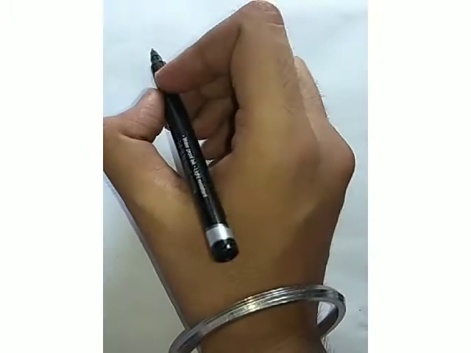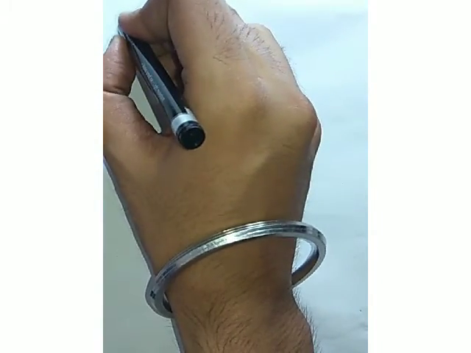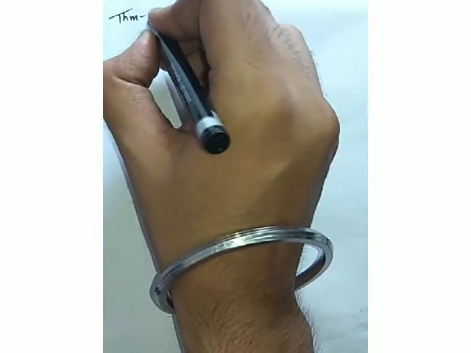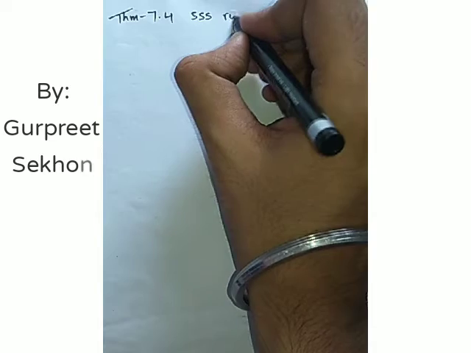So far we have discussed congruency rules, different congruency rules and one theorem for isosceles triangle as well. Today we are going to discuss theorem number 7.4, which is actually a new congruence rule, that is SSS rule. So first let me write theorem 7.4, that is SSS rule.